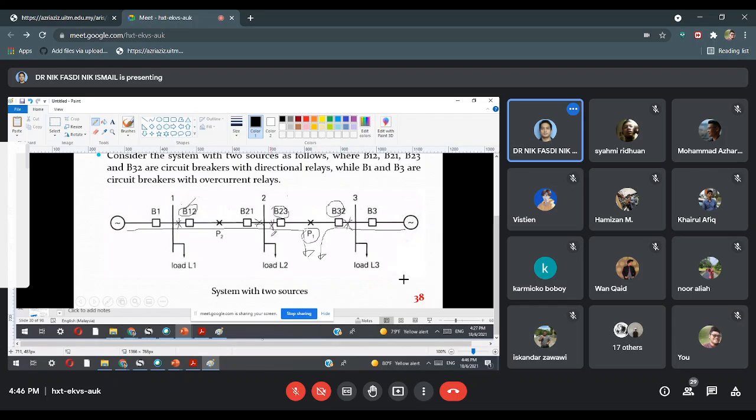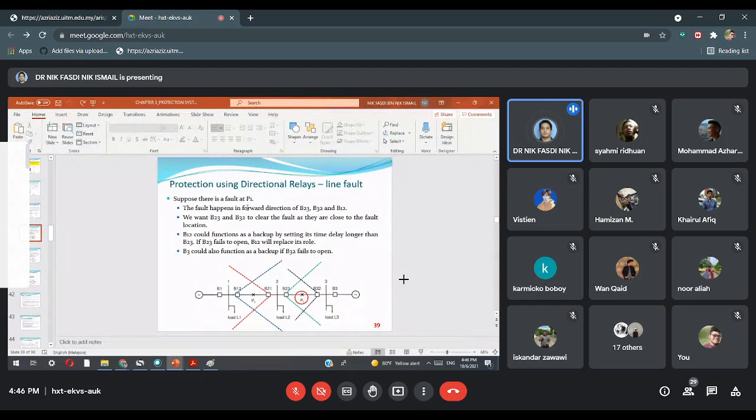B32 is forward. So we have B12, B32 and B23 as a forward condition for the current. The fault is in the forward direction for B23, B32 and B12. We want B23 and B32 to clear the fault as they are close to the fault location.